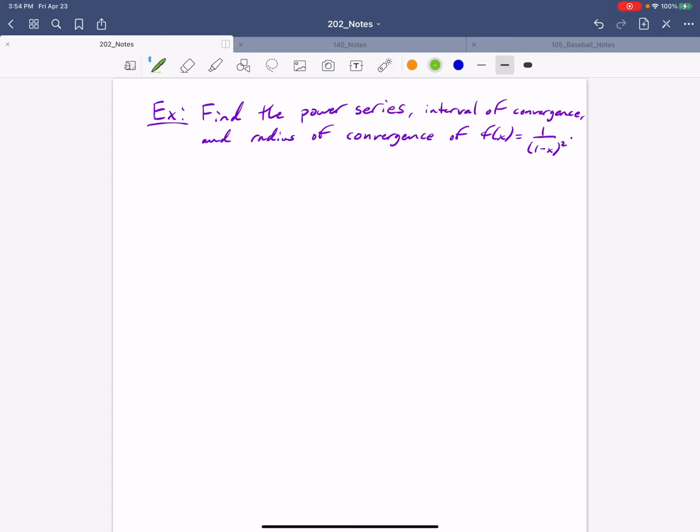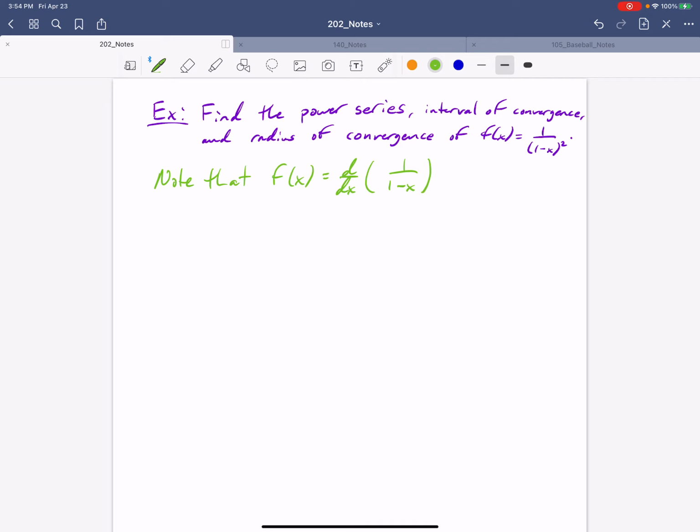Let's knock out one more example with power series. Sort of the opposite of a couple of the ones that we've been doing. Here, I want you to find the power series and interval and radius of convergence of f of x equals 1 over the quantity 1 minus x squared. This is a little bit different because you might note that f of x does not equal the integral of anything, but rather it equals the derivative of a known function that we need.